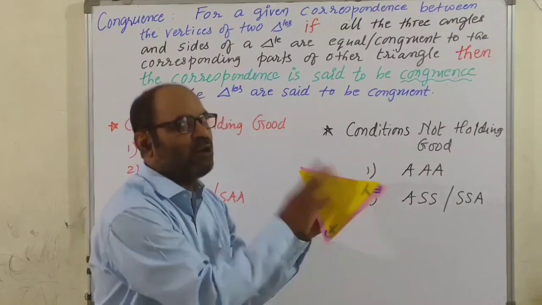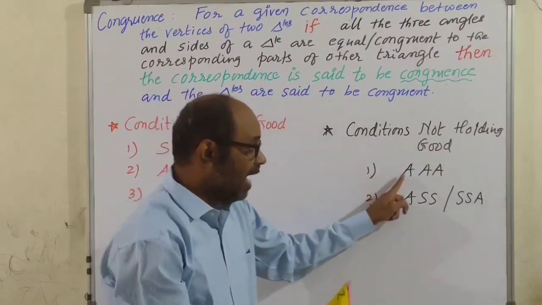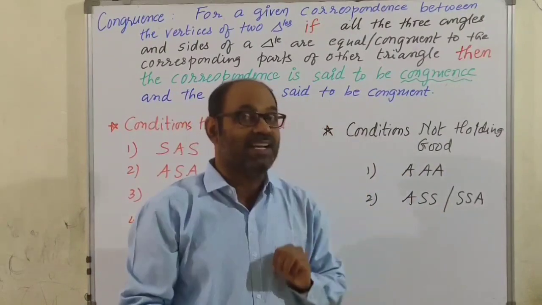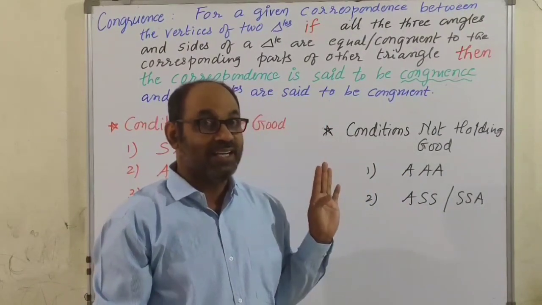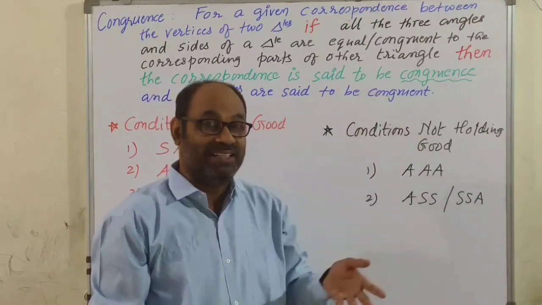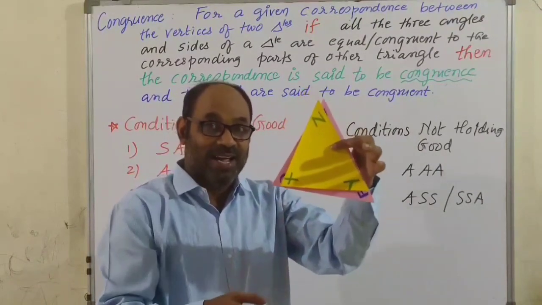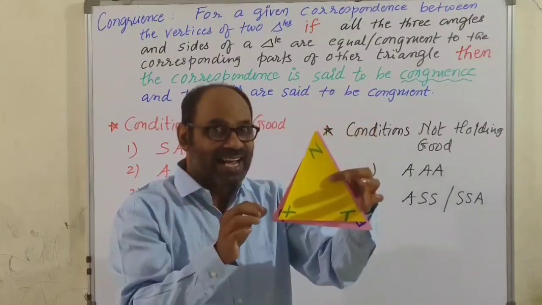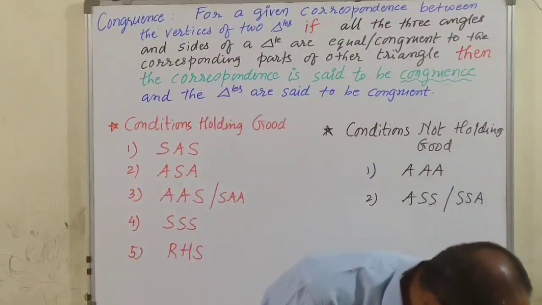They will never coincide for all 6 correspondences. Though angle, angle, angle, the 3 corresponding angles are congruent, the corresponding sides are not congruent. In that case, the remaining 3 parts are not congruent. So the two triangles are not coinciding. That means they are not congruent.